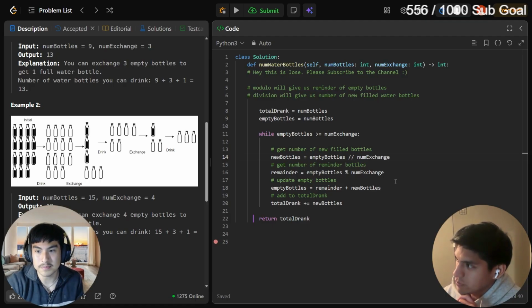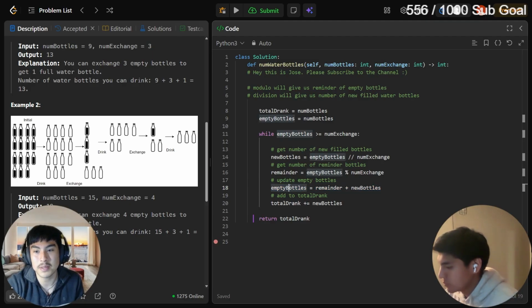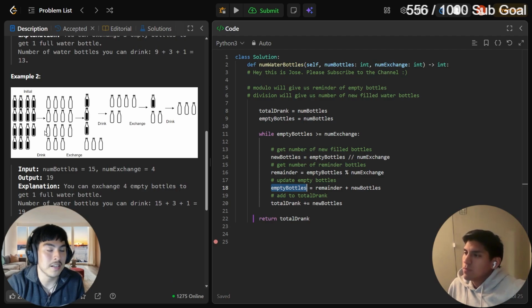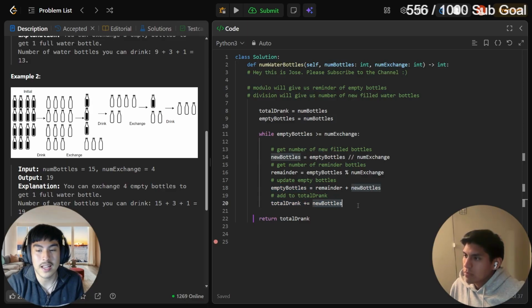And then after that, we want to update the number of empty bottles, because if you look at example 2 right here, the number of empty bottles is 9, but once you go to the next stage, the number of empty bottles is going to be 6, right? So you've got to update from 9 to 6. And then you update the total drink, and then you just return the total drink at the end.